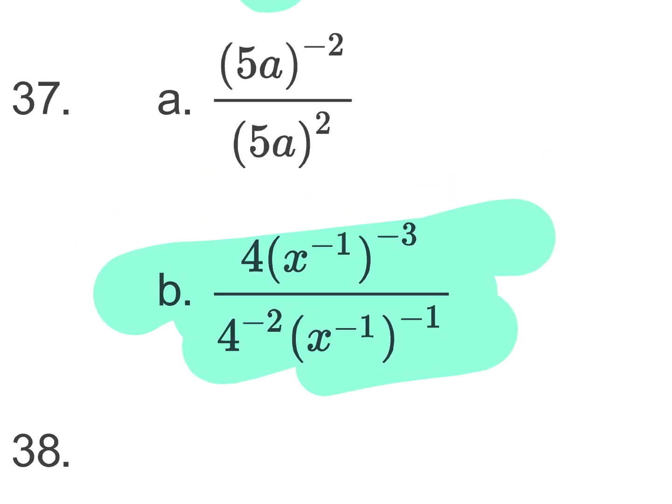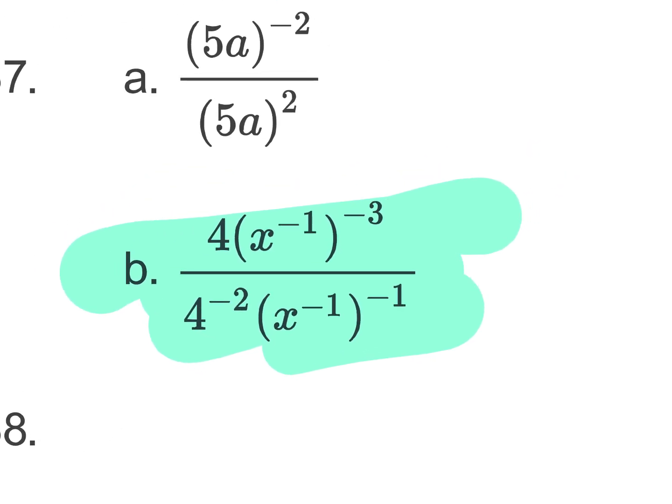Now I'm going to try 37b. Same thing here. You can try to simplify those negative exponents first. But look at what we have here. We have powers raised to another power. That was also one of our very first lessons. What do we do when there's a power to a power? Multiply, good. Multiply those.